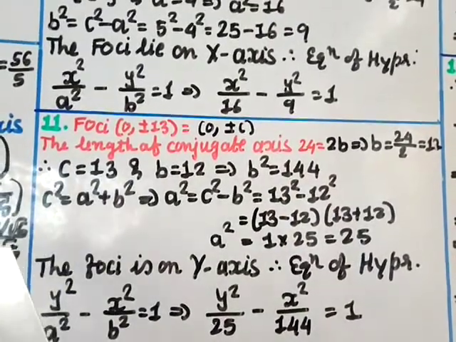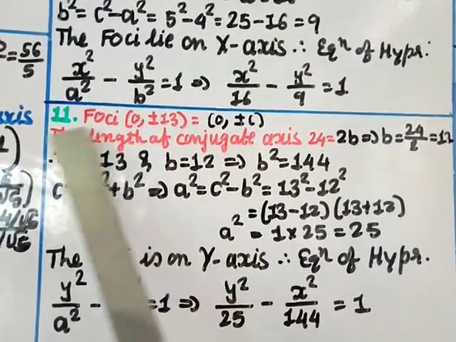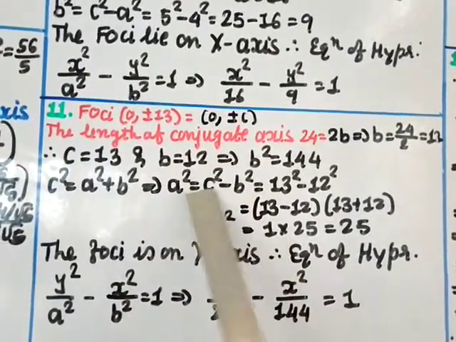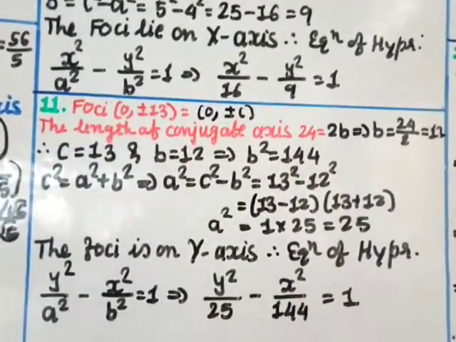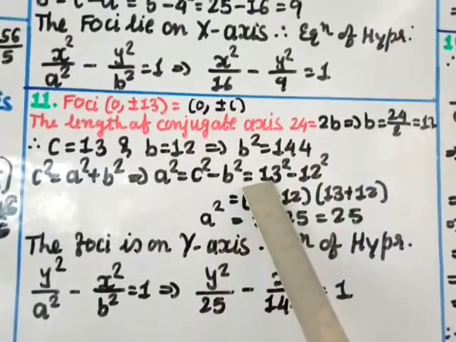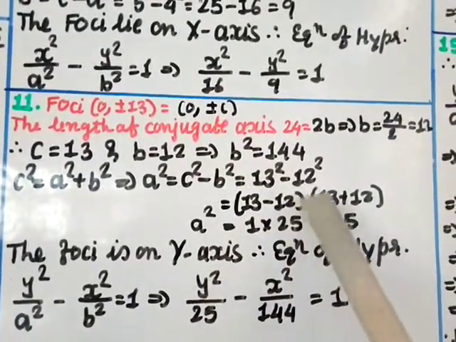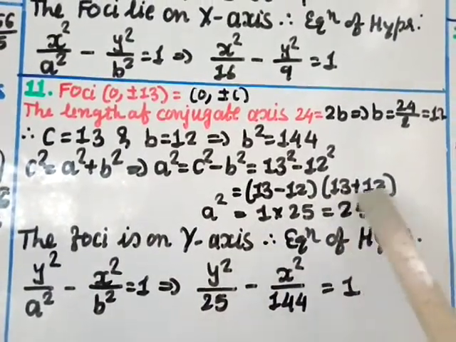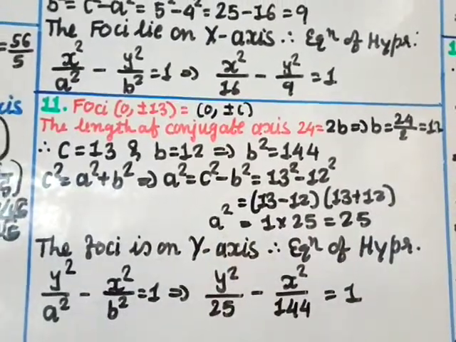Let us find now value of a. So c square equal to a square plus b square, implies b square transfer over here, so a square equal to c square minus b square. c value is 13, so 13 square minus b value 12, 12 square. Use a square minus b square, or else 13 square minus 12 square you do. So 13 minus 12 into 13 plus 12. 13 minus 12 is 1 into 13 plus 12 is 25. 1 into 25 is 25. That is the value of a square.